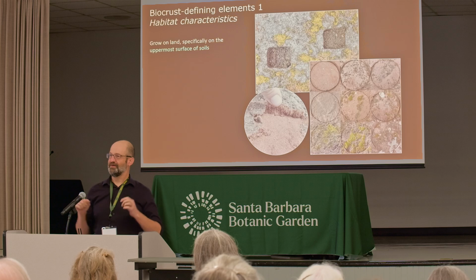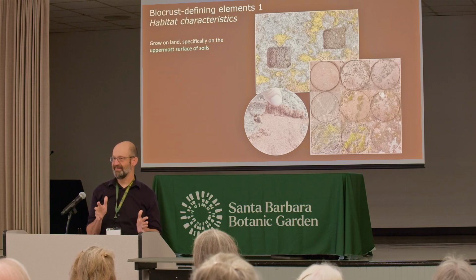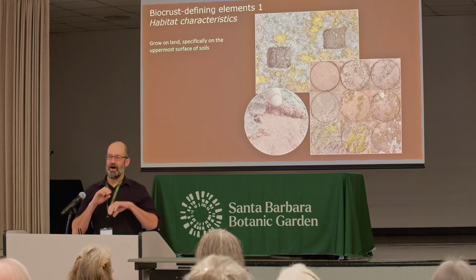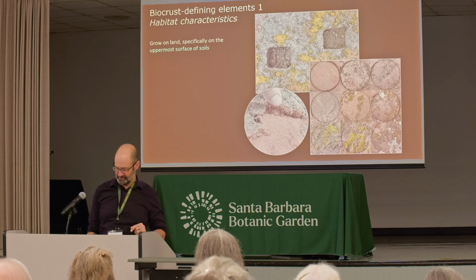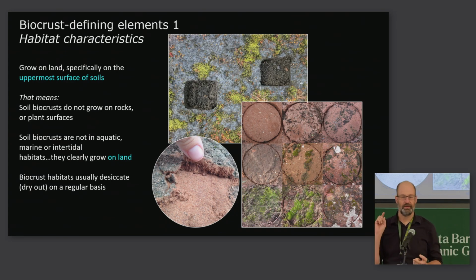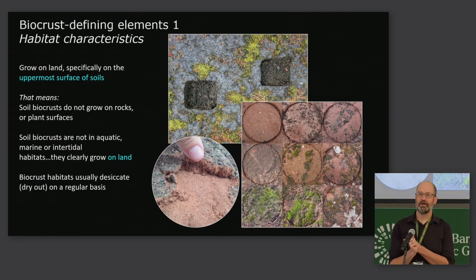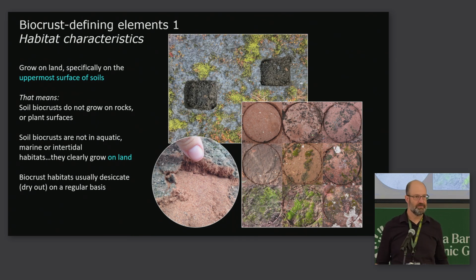And this one's not going to break your brains or anything, but soil is on land. Biocrusts grow on soil. Therefore, biocrusts are on land. Okay? On the uppermost surface only, not throughout the soil profile, just the uppermost surface. So that means if you're looking at a rock, it doesn't have a soil biocrust on it. If you're looking at a plant surface like a tree trunk, there's not biocrust on that.